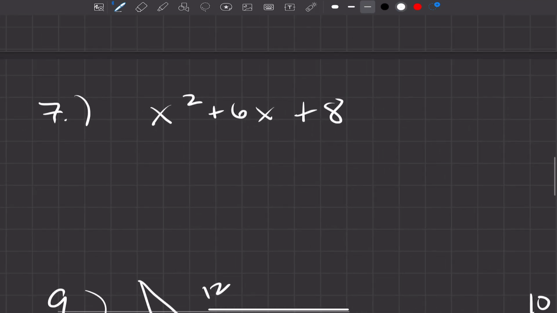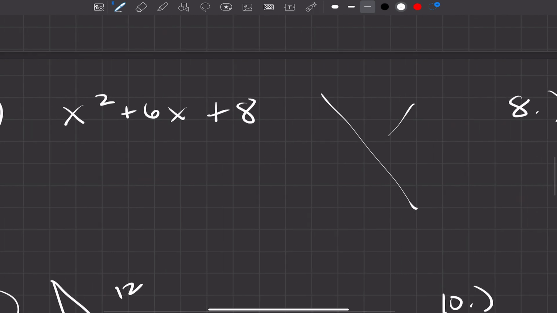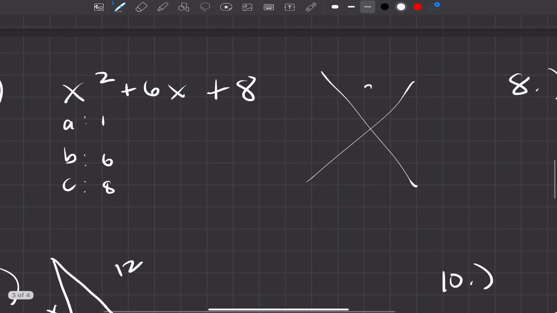7. x squared plus 6x plus 8. This is in the form ax squared plus bx plus c. This is a trinomial because we're dealing with 1, 2, 3 terms here. So what I like to do is I'm going to draw my x, identify what a, b, and c are. a is 1, b is 6, and then c is 8. 8's going to go up top, b is going to go in the bottom.